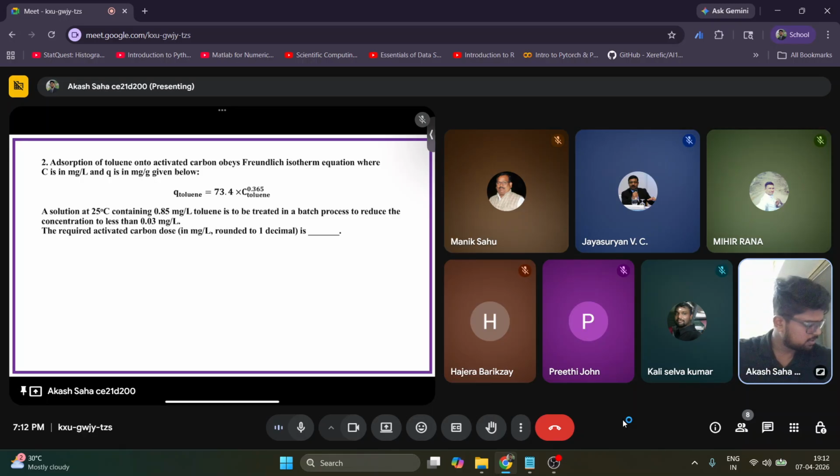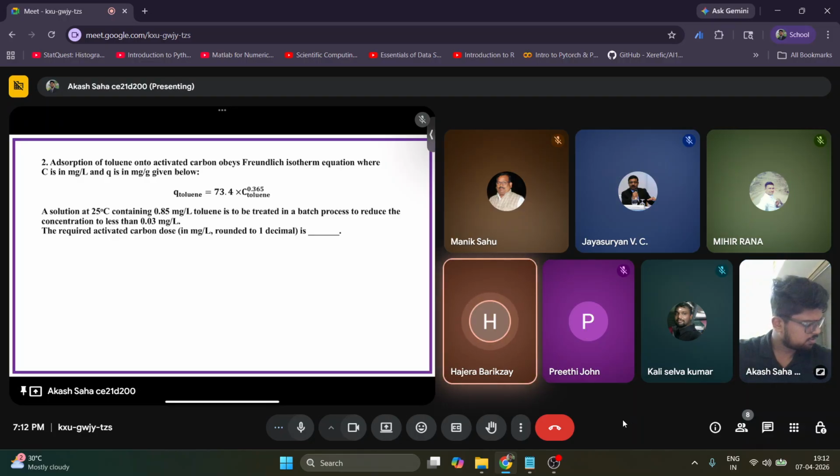So anyone with the answer? Yeah, Q is 20.4052 milligrams per gram. Yeah, that is right.